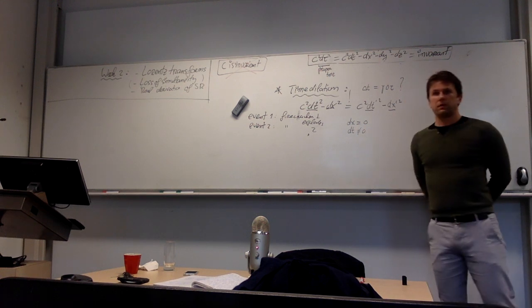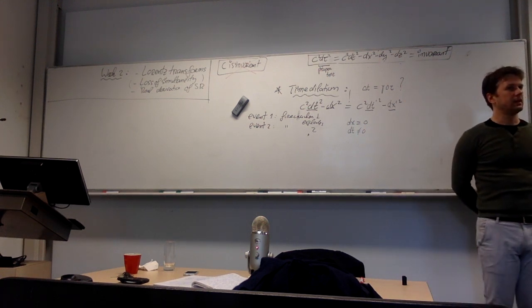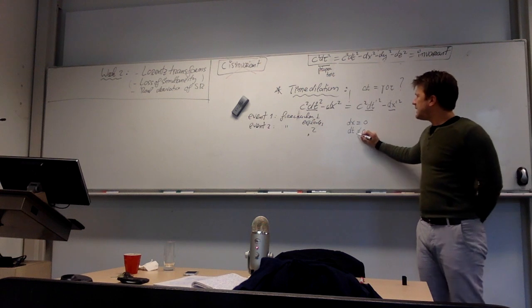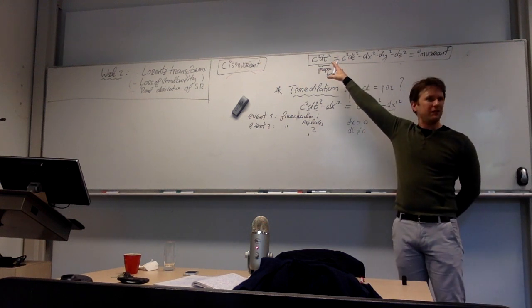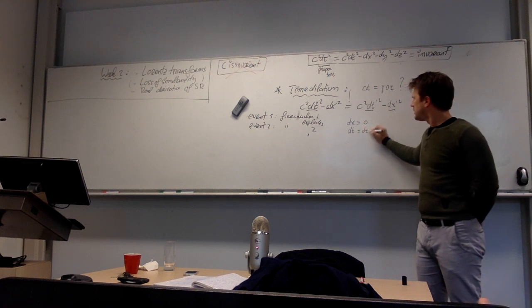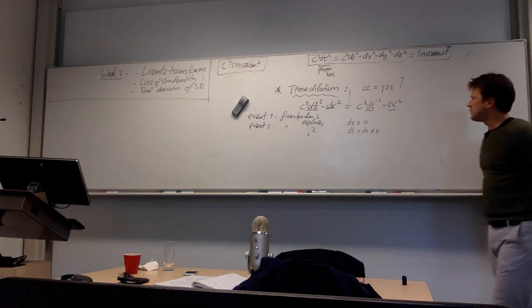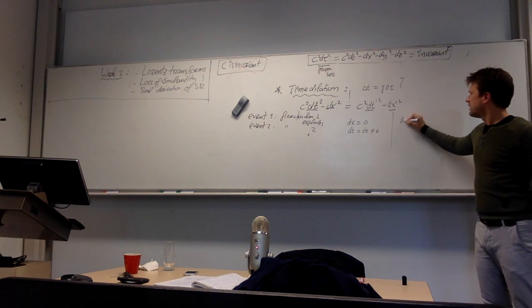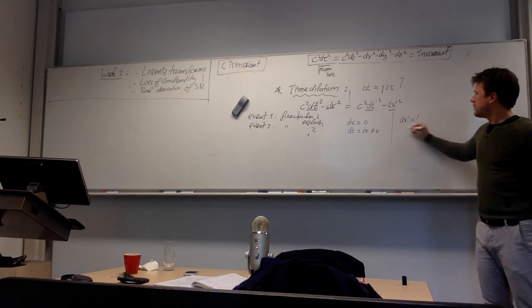well, it's not zero, right? But what I do know is that his dt is what I call d tau. It's by definition d tau. So the dt is some number, and it's not zero. Good. This is one observer. The second observer has some other number for both of these.